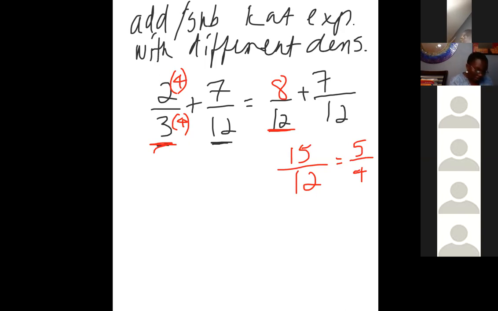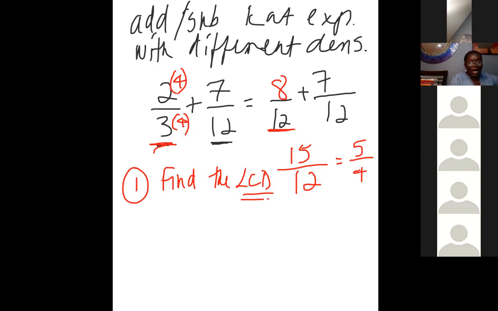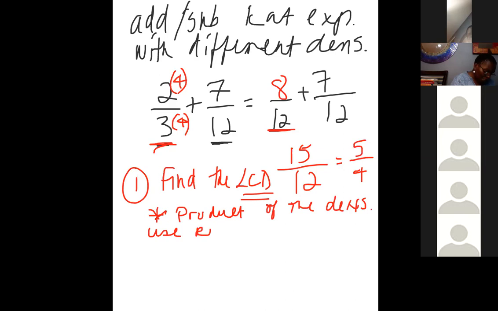Okay, perfect. Okay, guys, step 1, we're going to find the LCD. And the LCD stands for the lowest common denominator. All right? Now, how in the world do we find it? It is a product of the denominators. Now, you want to use repeated factors once. And this is very critical right there, guys. If you have a repeated factor, use it once.